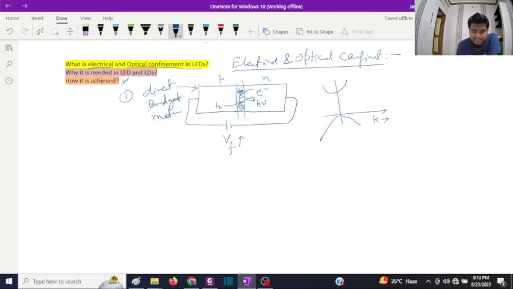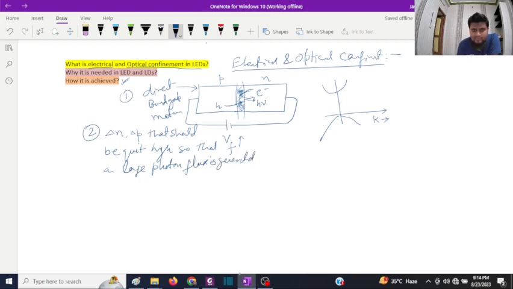However, the second condition is that the delta N or delta P that is diffusing inside this junction region should be quite high, so that a large photon flux is generated and we get a net output light, or light output.